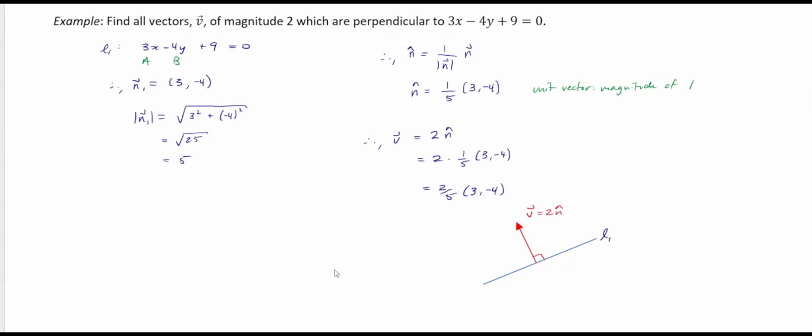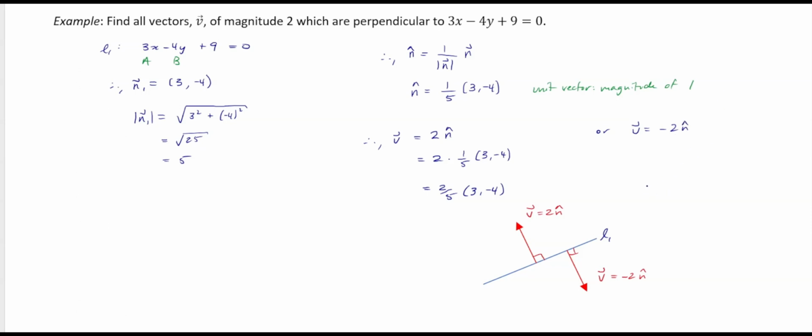You might also think there's another perpendicular vector here, and it is like this. In this case, this would simply be v equal to negative 2 n cap, just in the opposite direction. Both of these vectors fit the criteria of the question. They both have magnitude 2, and they're perpendicular to the line. So I could also say, or v is equal to negative 2 n cap.